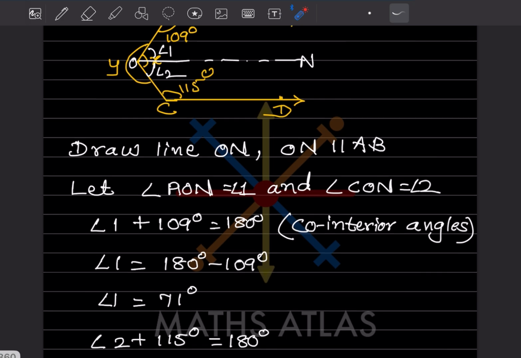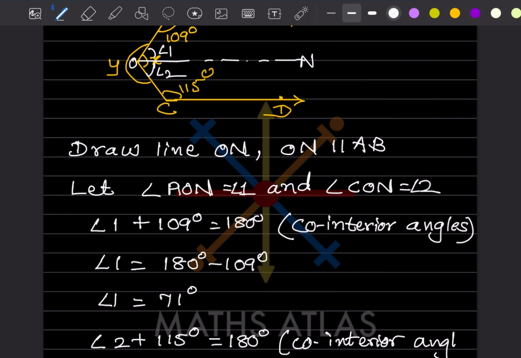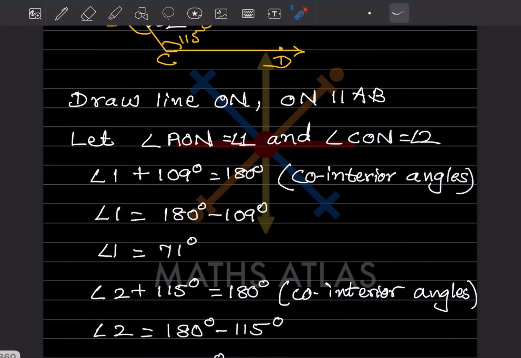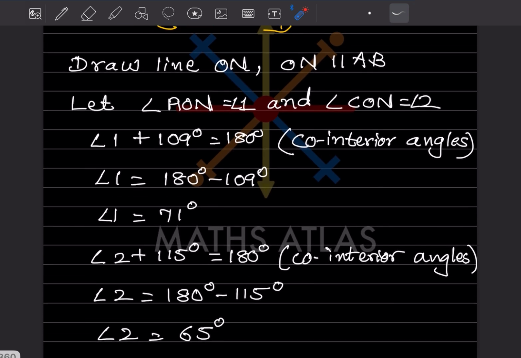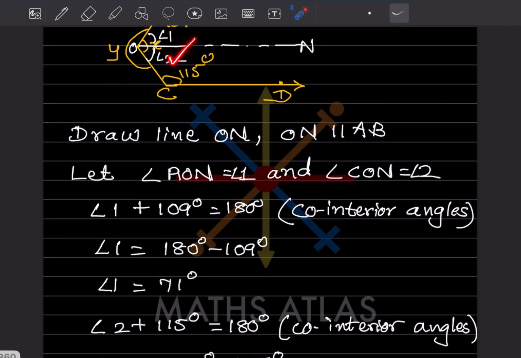Now again, angle 2 plus this 115, these again are co-interior angles. So angle 2 plus 115 is 180 degrees. So angle 2 is going to be 180 minus 115, so angle 2 is going to be 65 degrees.